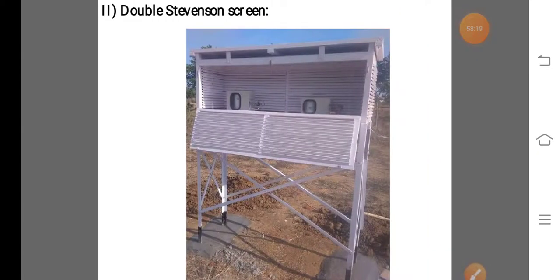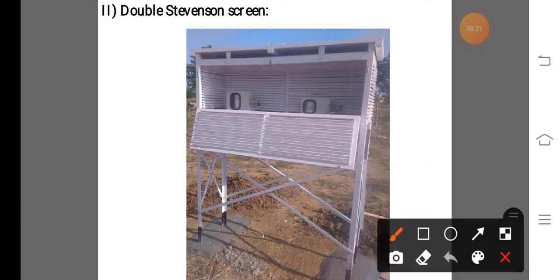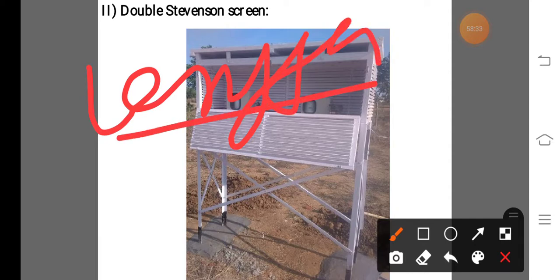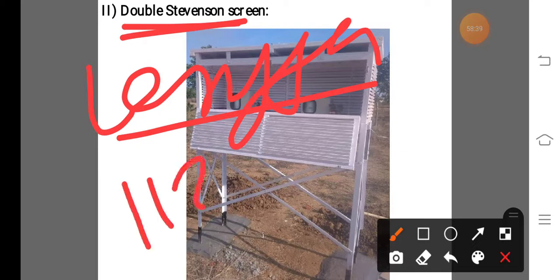Now the next, the double Stevenson screen has the same characteristics as the single Stevenson screen, but one characteristic is different, and that is the length. The length of the double Stevenson screen is double that of the single Stevenson screen. That means the length is 112.